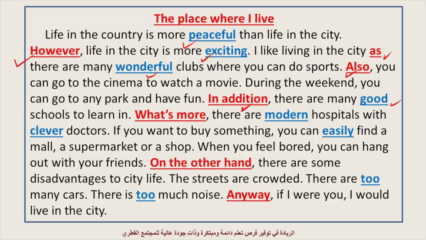Again, we use an adjective like good, good schools. Again, what's more, to make an addition, to add some more thing. There are modern, again, adjective, clever adjective. You can easily, this is an adverb. And we have this phrase. On the other hand, when you want to give a contradicting idea, we have too, again, too much, and finally we use anyway to add more taste to our paragraph.